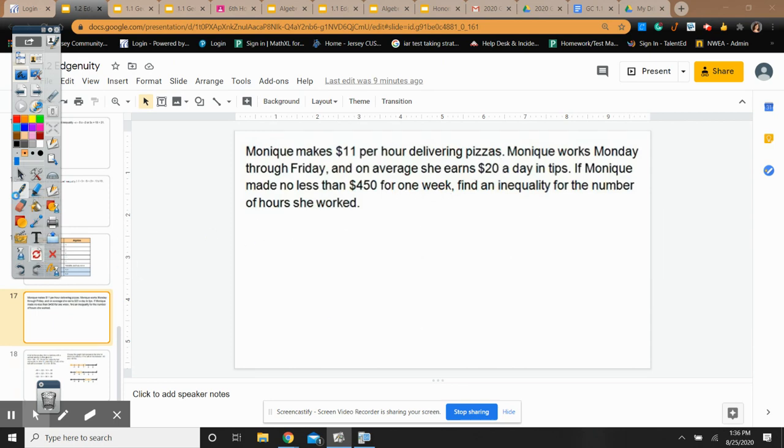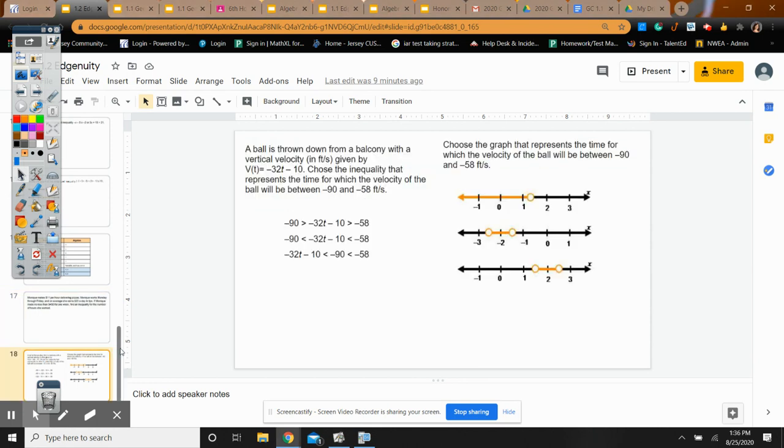Okay, and I think this is our last one. A ball is thrown down from a balcony with a vertical velocity given by this. Choose the inequality that represents the time for which the velocity is between -90 and -58. Okay, so here's the equation. They want it to be between -90 and -58. So you will go with the smaller number on the left, and it is negative. So -90 is the smaller number, and then -58 is the bigger one. And you'll put your equation in the middle.